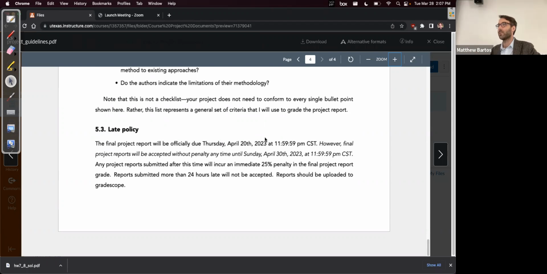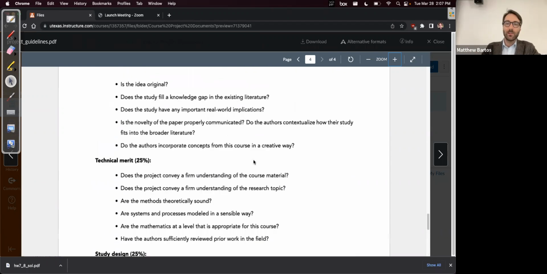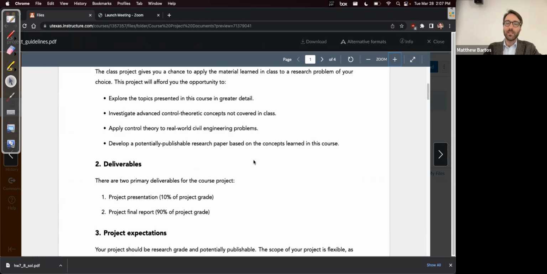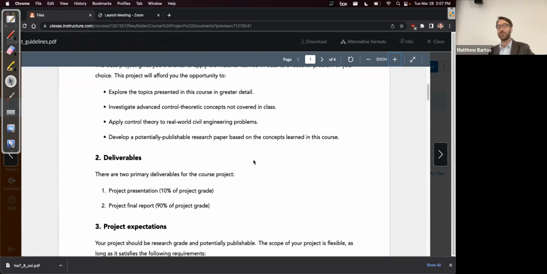Okay, so note that this is for the project report. There are two components to the final project, two primary deliverables. The first is the project presentation, which will take place on the last day of class. I'll get into a little bit about what I expect for the project presentation, but that is worth 10% of the project grade, and the project final report will be worth 90% of the project grade. And again, that is due officially on April 20th, but you can turn it in up until April 30th without penalty. Okay, whereas the project presentation is in class on the 20th.